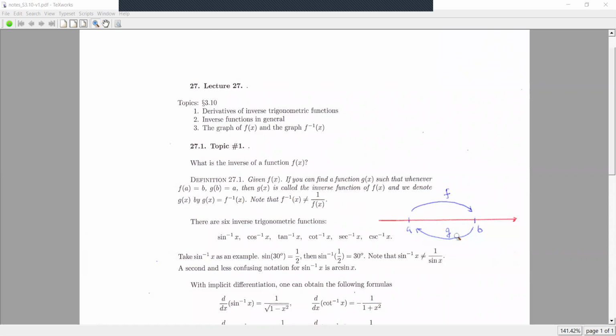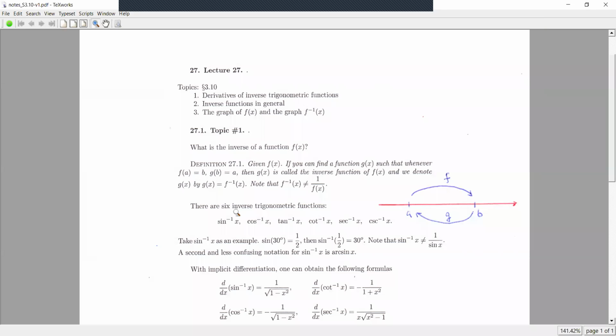Here is a diagram to explain the definition. This line is the number line. Point A here, function f takes point A to point B. If function g is the inverse function of function f, then g should take b back to a.